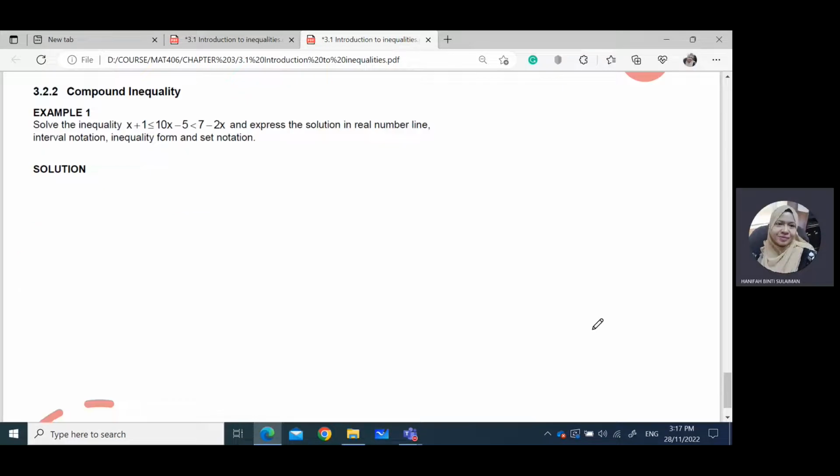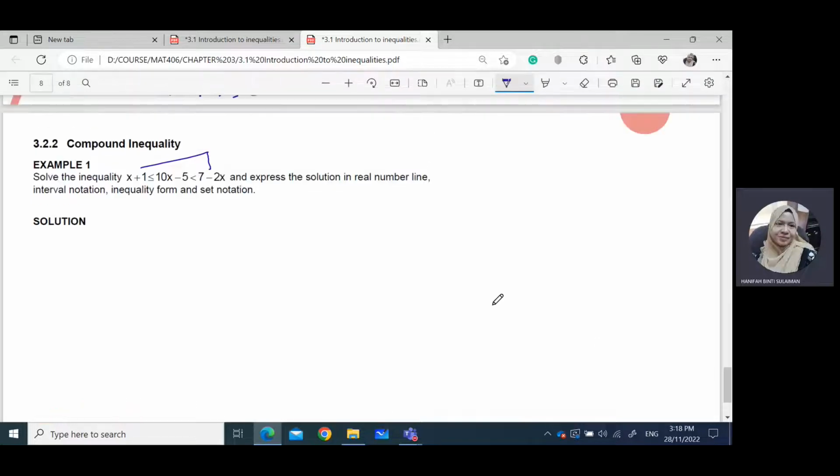Okay, so next is about compound inequality. So compound inequality, in other words, we call it a sandwich. Okay, dia berada di tengah-tengah. So maknanya dia ada end point. Okay, dia ada end point. So untuk end point dekat sini adalah x plus 1, which is the minimum point, and the maximum point is 7 minus 2x. Okay, so ini kita panggil sebagai end points.